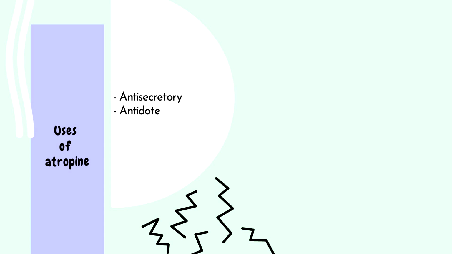And since atropine can enter the CNS, this action of atropine at the central nervous system is very important in treating the central toxic effects of anticholinesterase agents.